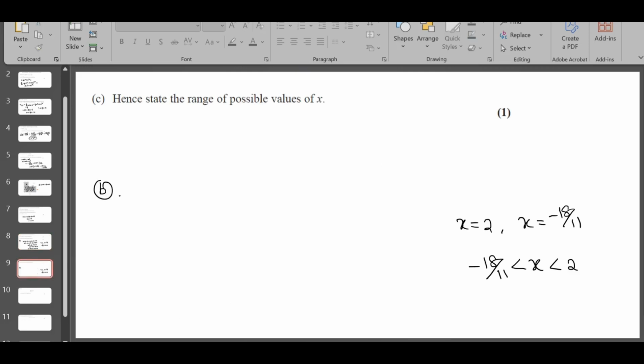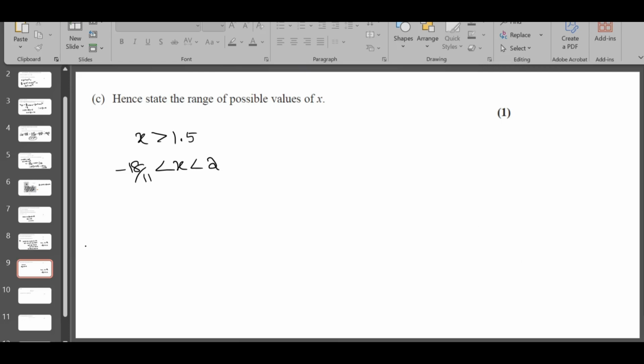Okay. From part A we got x is greater than 1.5. In part B, it's minus 18 over 11 is less than x is less than 2. We have two solutions. You need to find the intersection of these two solutions. So that's when you can use a number line actually to find the intersection. Let's say 0 here, minus 18 over 11 here, 1.5 here, 2 here.